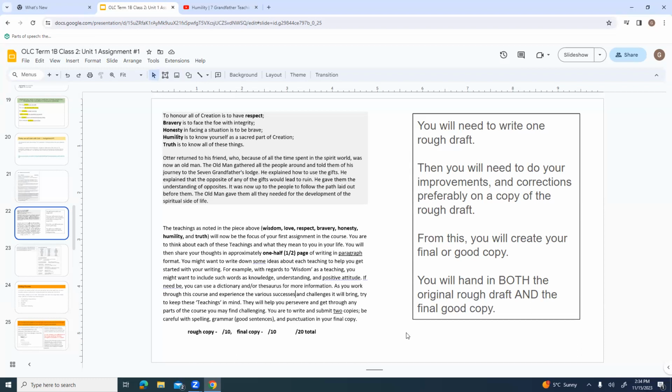So don't worry too much. This is only 20 marks. It's a small part of the course in total, but this gives me a baseline to look at and to see how you write, okay?